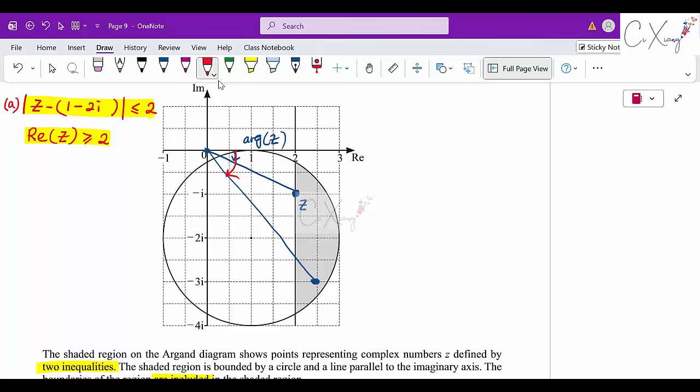Therefore, for this question, they're asking for the least value of the argument of z. That means z must be a very negative value, because you can see that all the bounded region is below the x-axis.